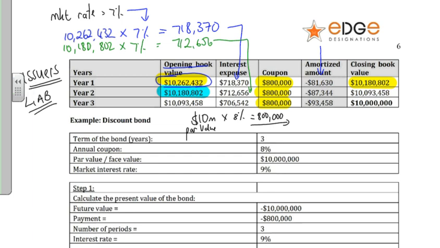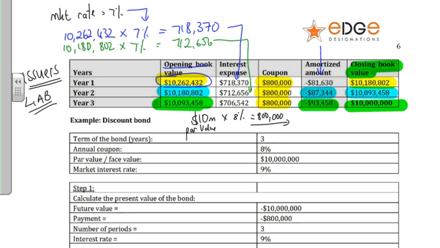That difference is 87,344, bringing my closing book value down to 10,093. 10,093 gets carried forward to year 3. Calculate my interest expense based on the green number over here, 10,093. What's the difference between those two amounts, guys? That is the amortized amount over the period. Lo and behold, what is the closing book value of the debt? It always goes, no matter what you do, guys, it's always going to go back to its par value, no matter if it's a par value bond, a discount bond, or a premium bond.